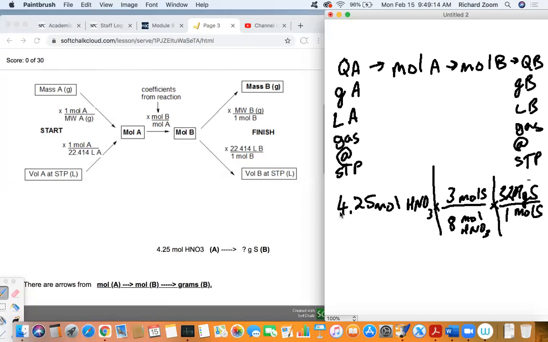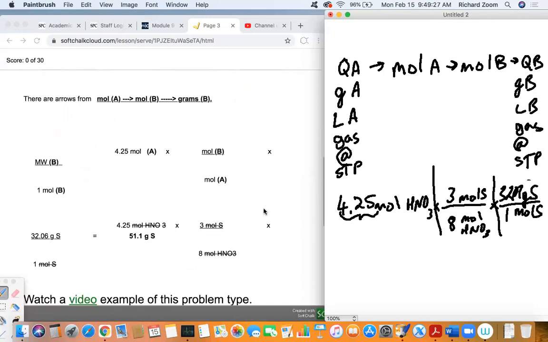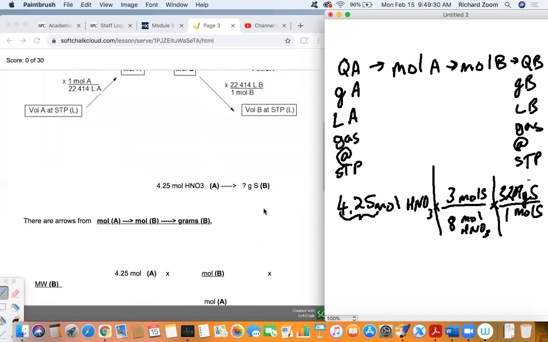Well, let's talk about Sig Figs. The Sig Figs, again, will be determined generally by the starting, well, actually in Model 9, pretty much always, by what you're starting with. So we're expecting 3 Sig Figs at the end. And the answer there would come out to be 51.1 grams of sulfur. Does anybody have any questions?